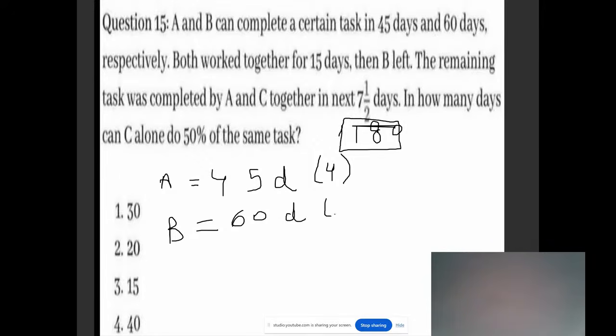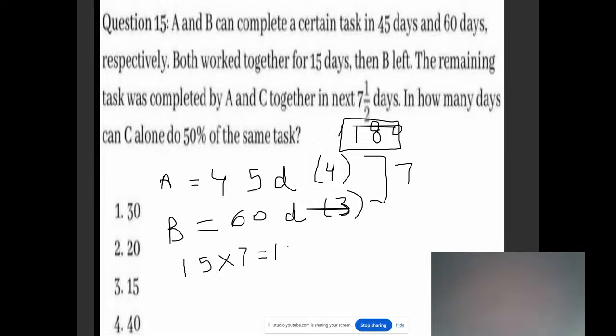Next, B is eating 3 chocolates per day. So these are their individual efficiencies. A is eating 4 and B is eating 3. Okay, next. The question says that both worked for 15 days. Both A and B worked for 15 days. So if both A and B worked, they can finish 7 chocolates in one day. They worked for 15 days, which means 15 into 7, that is equal to 105.